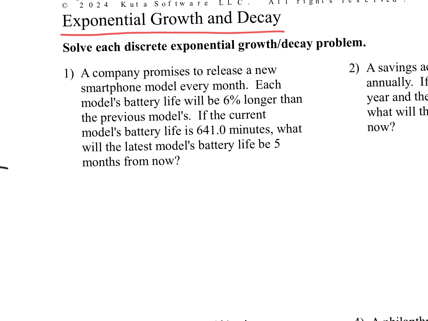How we figure that out is we want to look at the rate. What is the rate? What did we say rate stood for? Percent. What's our rate here? 6%. We want to look for key terms if it's telling us we're growing or decaying. So let me read that sentence again. Each model's battery life will be 6% longer than the previous. What's a key word there? Than the previous, this right here, longer than the previous.